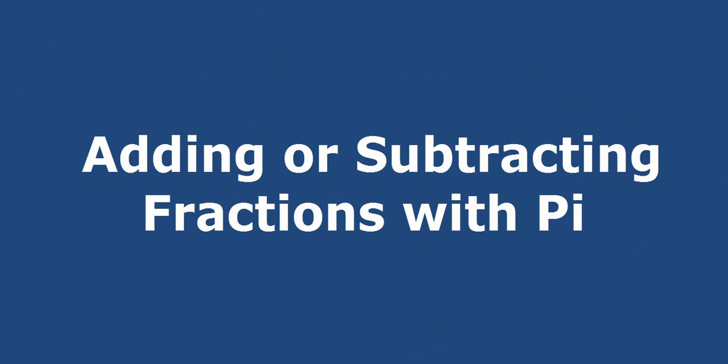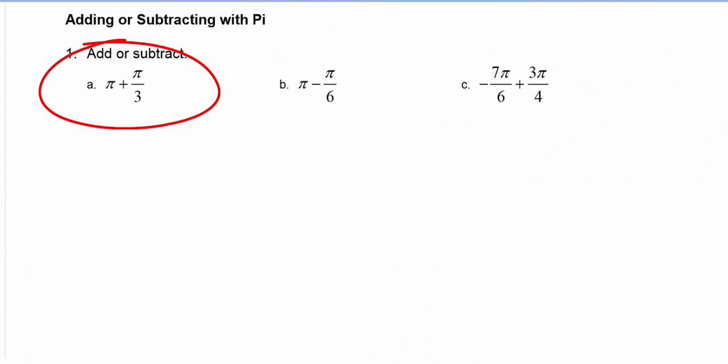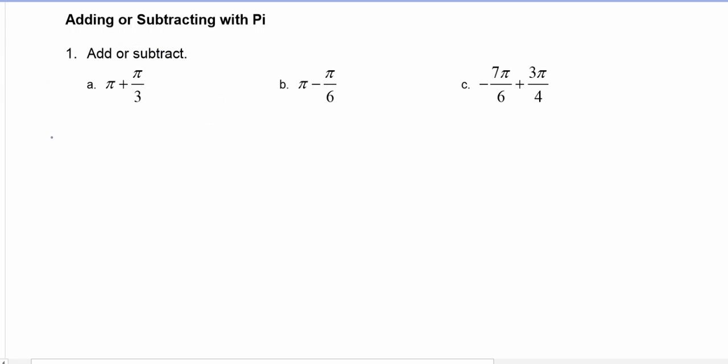In this section, we will be reviewing adding or subtracting fractions that involve pi. So if we look at example A right here, we see we've got pi plus pi over 3. So our common denominator is going to be 3, so we will multiply pi by 1 in the form of 3 over 3.